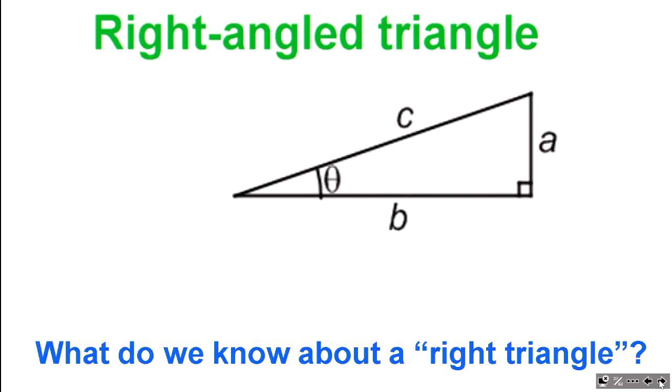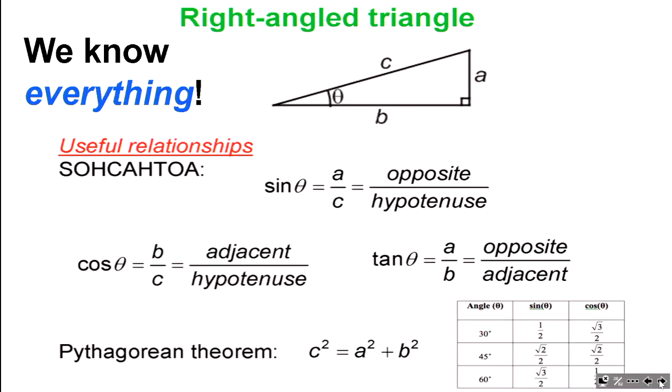So we have many, many equations. There is one word which we can use to answer this question. One word which answers everything you said. What do you think that word is? Yes? What do we know about right-angle triangles? One word which says Pythagorean theorem, sine, cosine, tangent. Everything. We know everything about right-angle triangles, a lot of information.